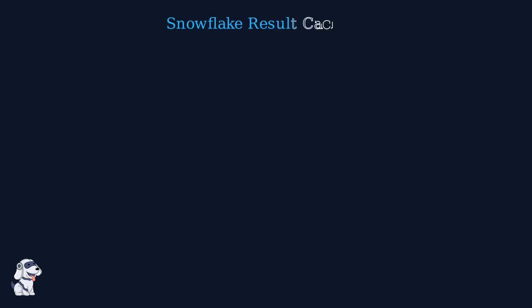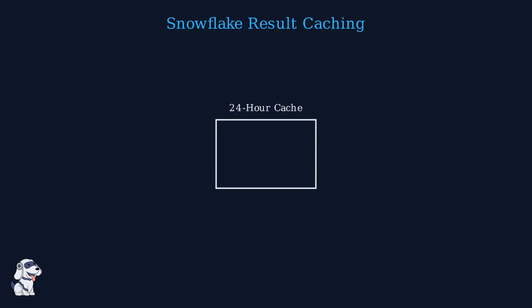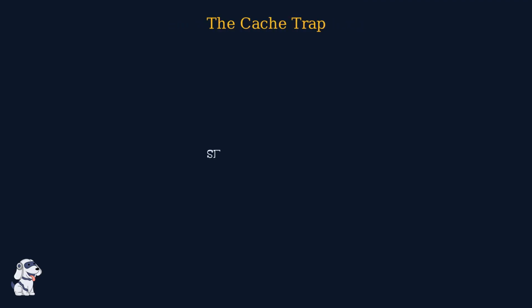Snowflake has a feature called result caching. When you execute a query, Snowflake stores the result in a cache for 24 hours. If you run the exact same query again, Snowflake returns the result instantly from this cache without using any compute credits. Pro tip: your BI tools can inadvertently break the cache.